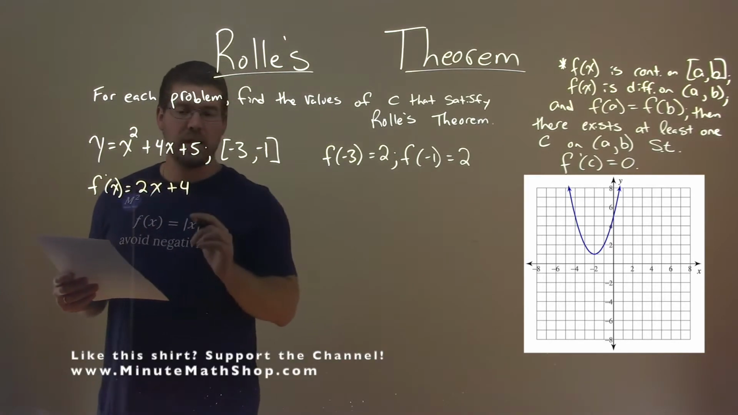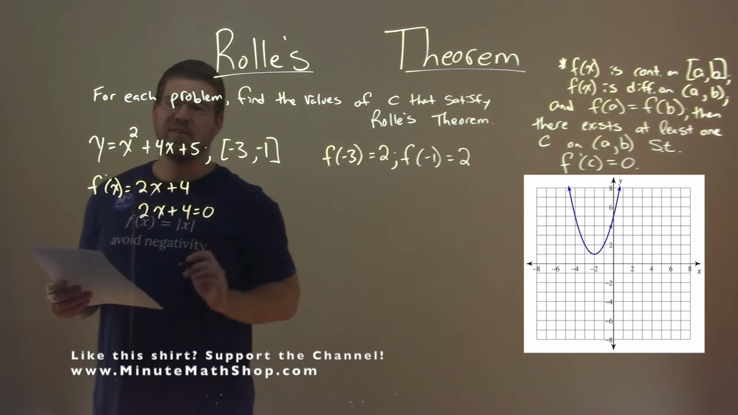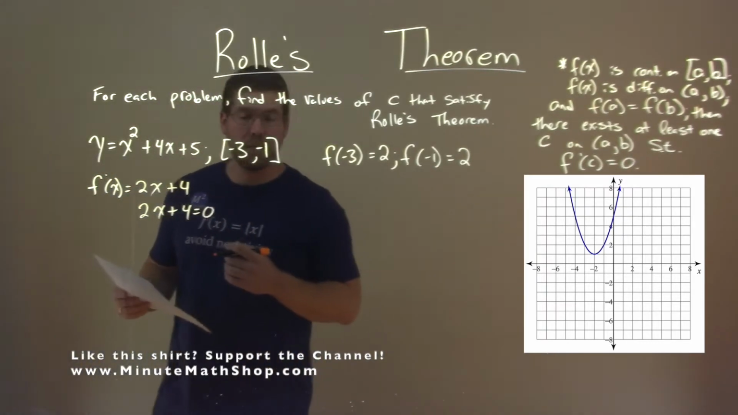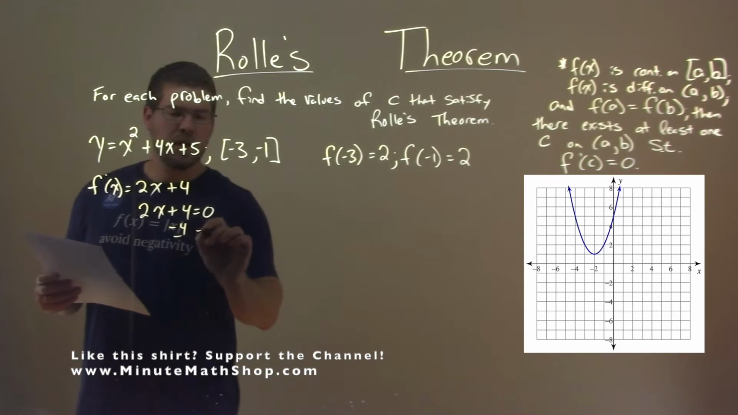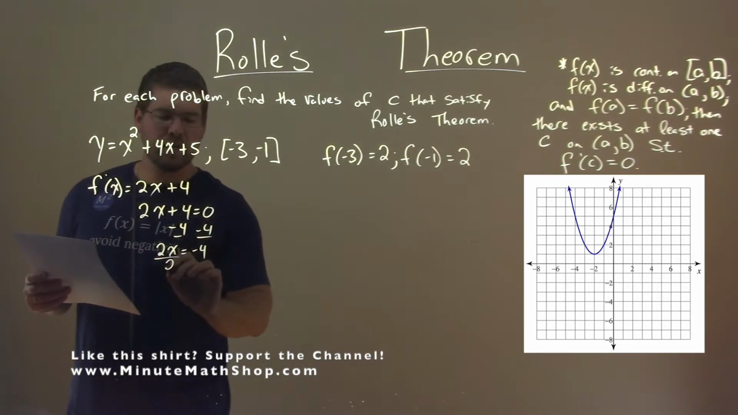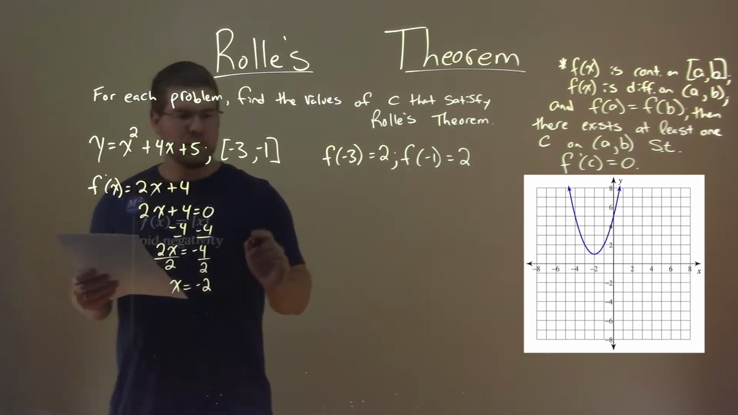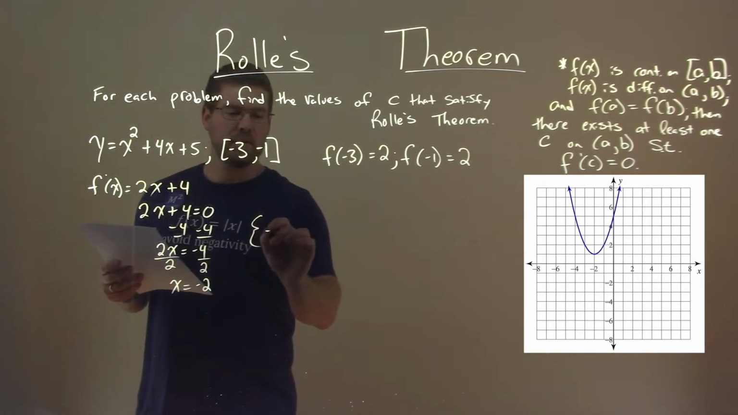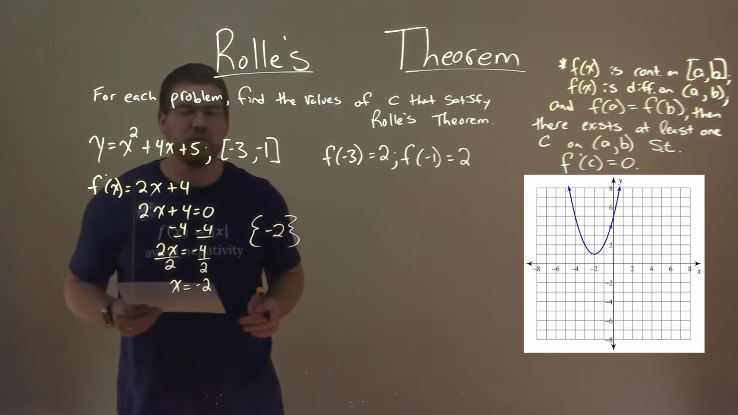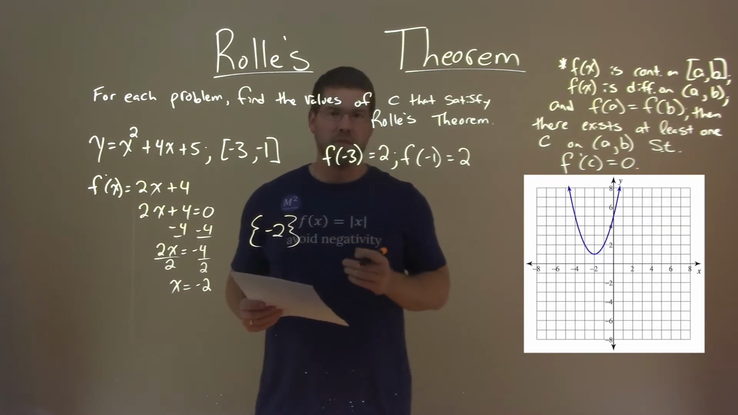We define that value. So we take 2x plus 4, set it equal to 0, and this is actually a pretty easy problem. Subtract 4 from both sides here. We have 2x equals -4. Divide both sides by 2, and x equals -2. And so our c value here is -2, and that is the c value that satisfies Rolle's theorem.